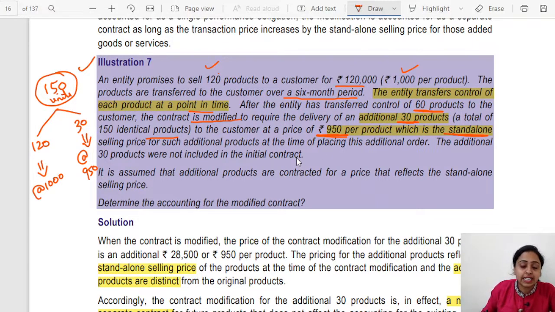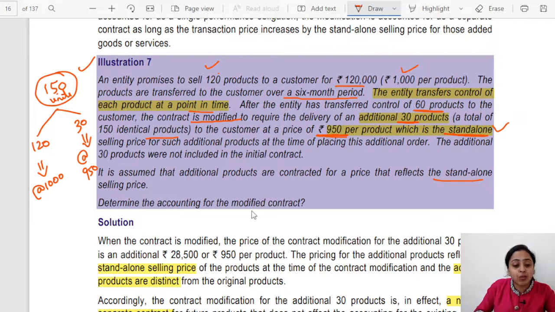So, the goods are distinct. Why distinct? Because each product can be used on its own, or by using the available resources. Each unit is not dependent on any other, so these additional 30 are also distinct. The price that is agreed, rupees 950, is the standalone selling price for such additional products at the time of placing this additional order. The additional 30 products were not included in the initial contract. It is assumed that the additional products are contracted for a price that reflects the standalone selling price.